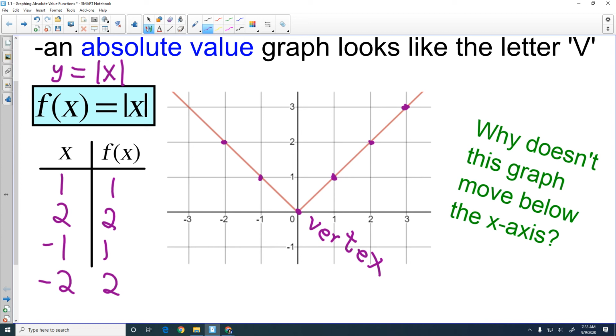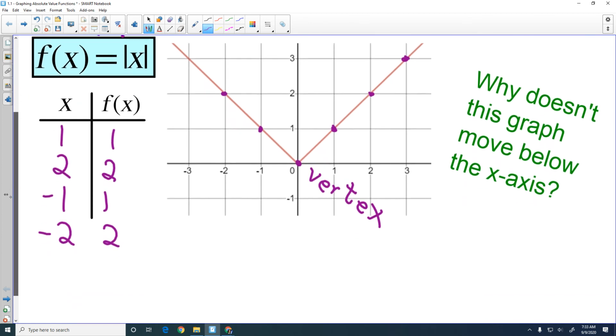Now, this basic version of the graph, this plain absolute value of x, is called the parent function. All right, that's like our starting graph. And today we're going to learn how to graph different versions of this absolute value, because the graph's not always going to start at the vertex, and it's not always going to be exactly that size.